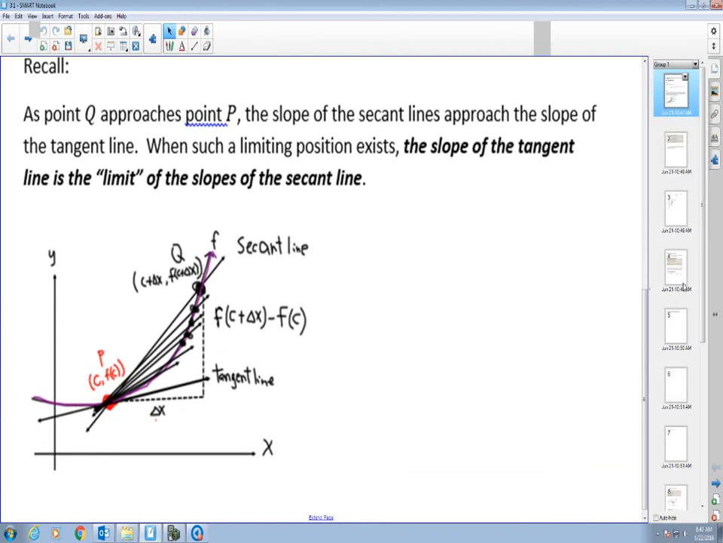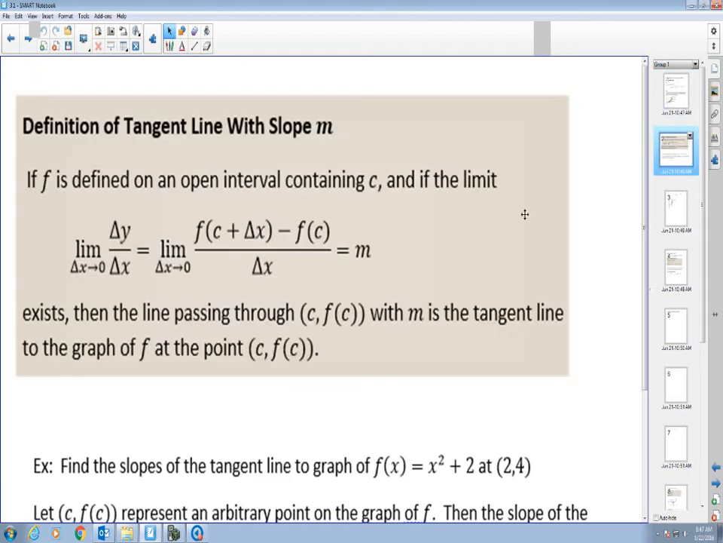So what we can do is find it using our limiting process. Using the limiting process to find our derivative, I will introduce that in a minute as well.